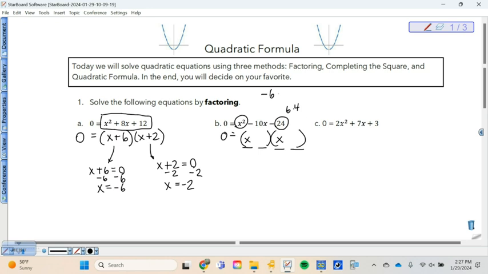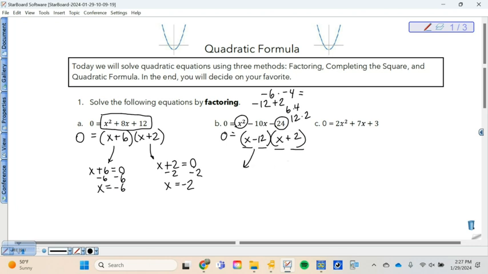But if I took -6 and multiplied it by -4, what would I get? A positive 24. So 6 and 4 doesn't work this time. What else could work? Good, 12 times 2, because I can make that a -12 and a positive 2. -12 plus 2 gives me -10, and -12 times 2 gives me -24. So I'm going to make my 12 negative and my 2 positive.